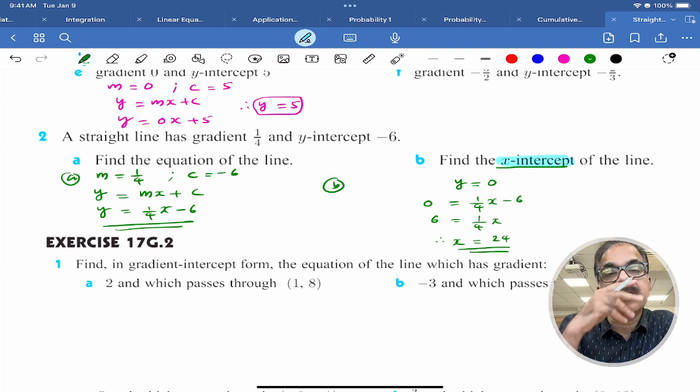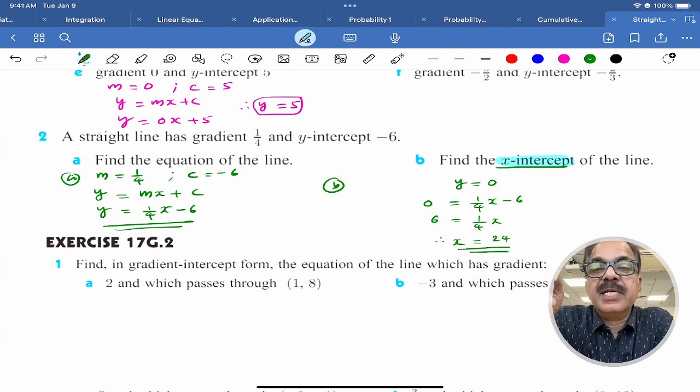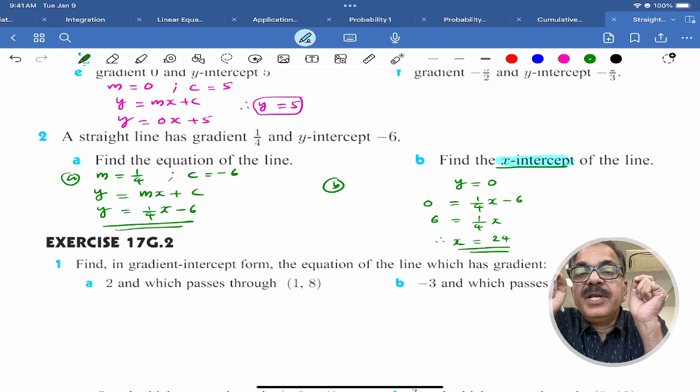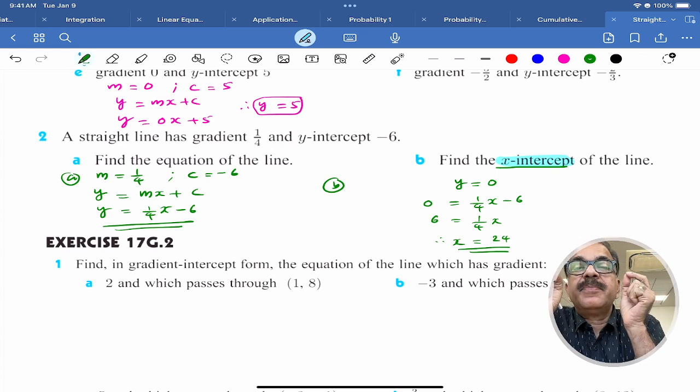So that's the x-intercept. 24 is the x-intercept. X is equal to 24, the x-intercept. As a coordinate, I would say it is (24, 0), but the x-intercept is 24. Okay. So that's a small result we need to remember. To find the x-intercept of a line, we should make y is equal to 0, and to find the y-intercept of a line, make x is equal to 0.